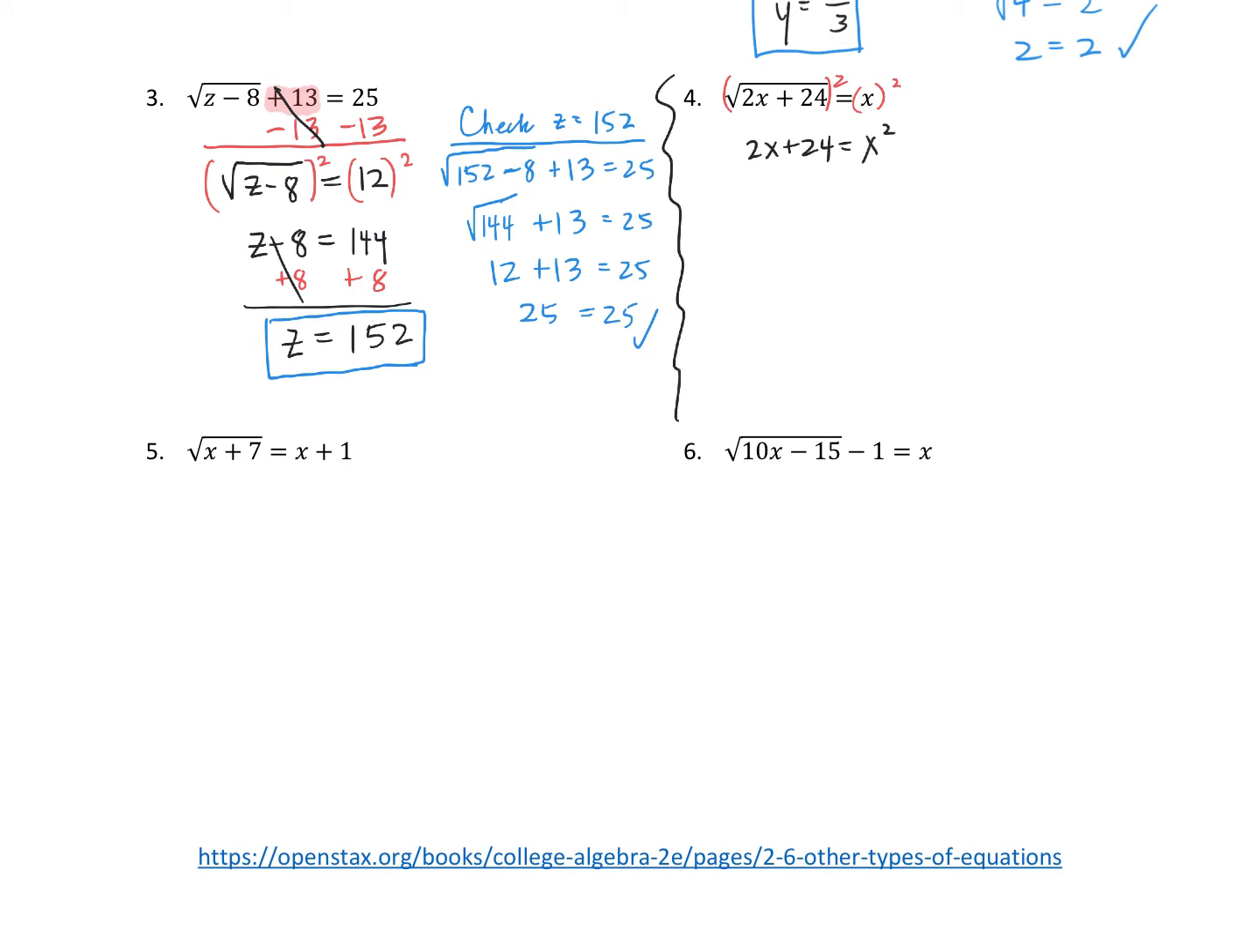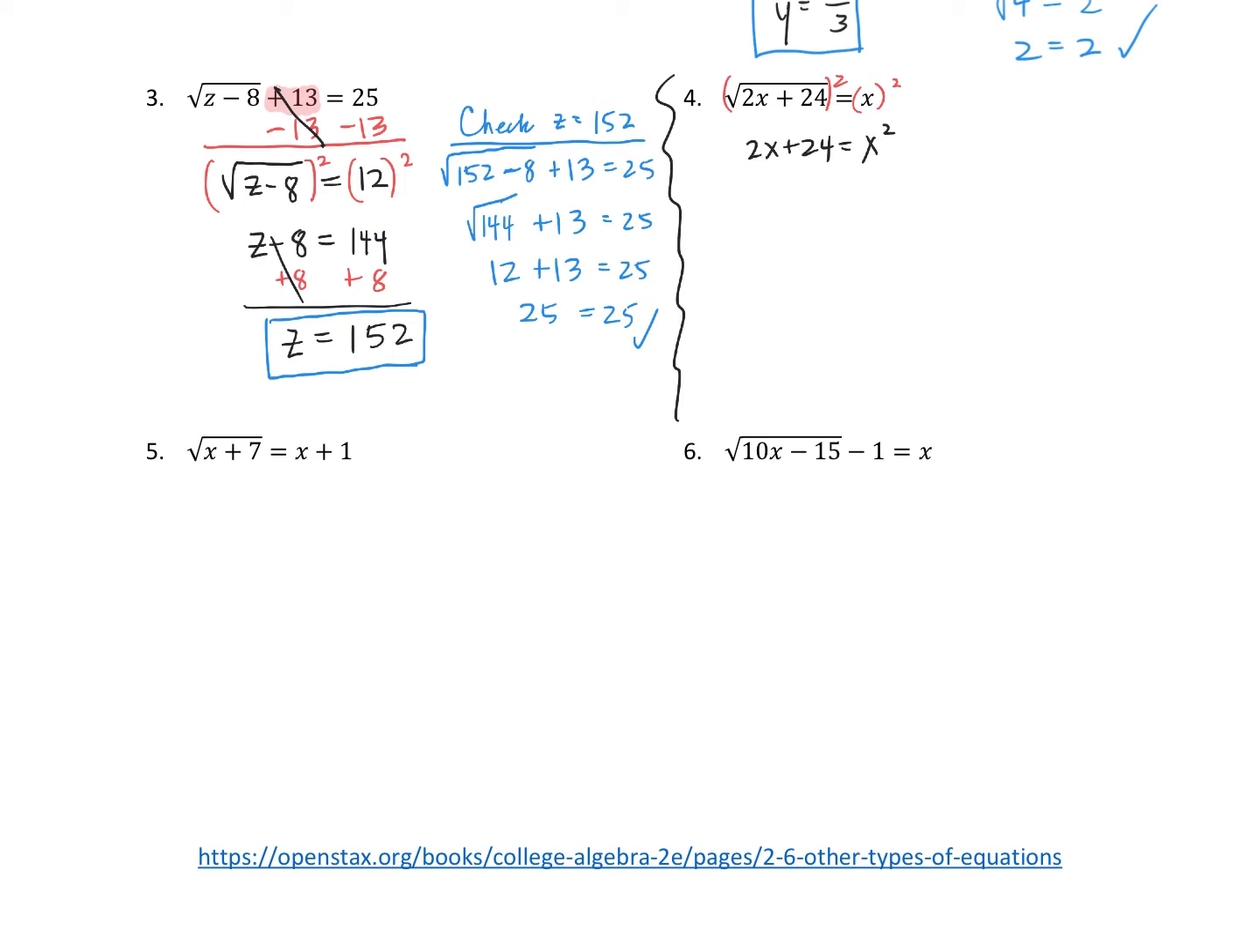Now notice this is different. In 1, 2, and 3, once I squared both sides, I ended up with a linear equation. But here I have a quadratic equation because I have the x squared. So I have to take a different approach when I'm solving this. If I'm trying to solve a quadratic equation, you want to get everything to the same side and set it equal to 0 so that you can try to factor or you can use the quadratic formula.